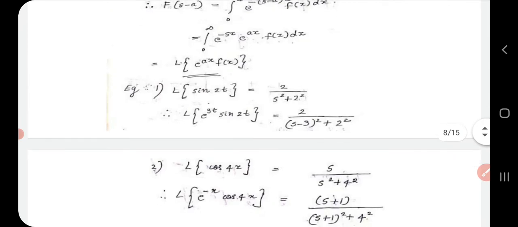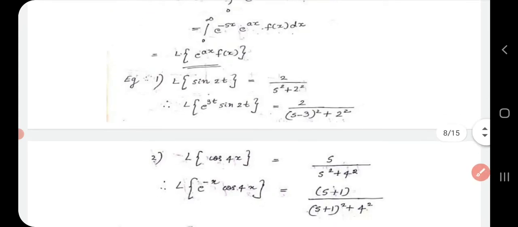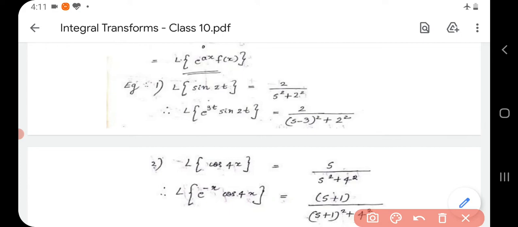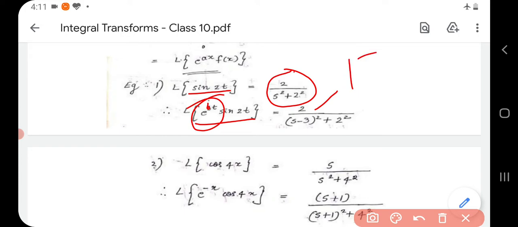So what you have to do is, if you have an e raised to term in addition to the sine term, first write the expression for sin ax, that is, write this one, and after that, just subtract this 3 from s. Okay, 2 is kept as such. Instead of s square, you have to write s minus 3 the whole square, and 2 square is kept as such. Okay, because here you have e raised to 3t. That is what it is said, that answer will be F of s minus a.